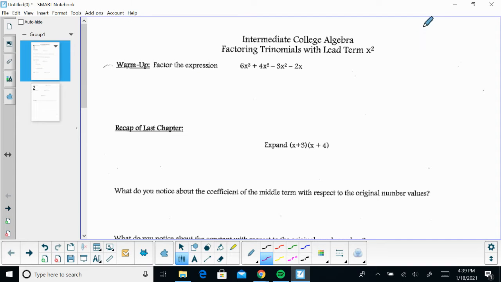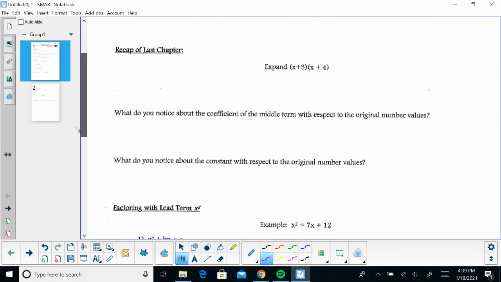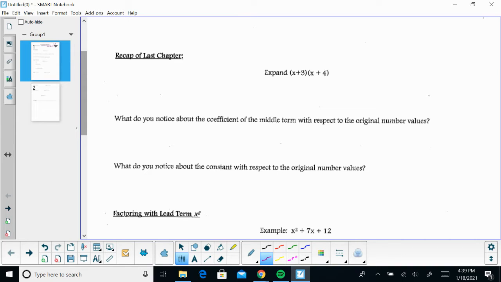Hey everybody, this is lesson 7.3, factoring trinomials with a lead term of x squared. You might also hear that this is called factoring trinomials with a lead coefficient of 1. We use these two phrases interchangeably. To start off, let's do a real quick refresher on what we were working on last unit with polynomials.